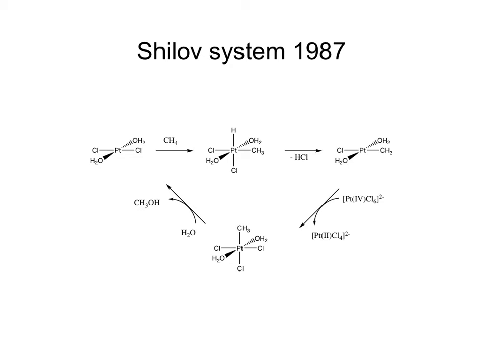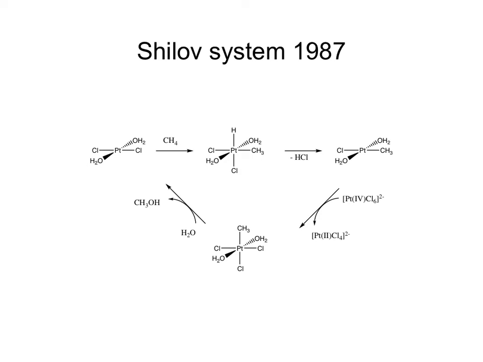So the first report that converted methane to methanol was the Shilov system, which was published in 1987. This reaction takes a platinum complex, platinum dichlorodiaquo, and that actually reacts with methane to form this compound. I encourage you to do the electron counting on this to verify that this oxidative addition reaction makes sense, but clearly we've activated the methane and turned it into the methyl hydride. And then a chemical reaction takes place. We're losing HCl. It's a reductive elimination, and we can form the methyl chloride complex.